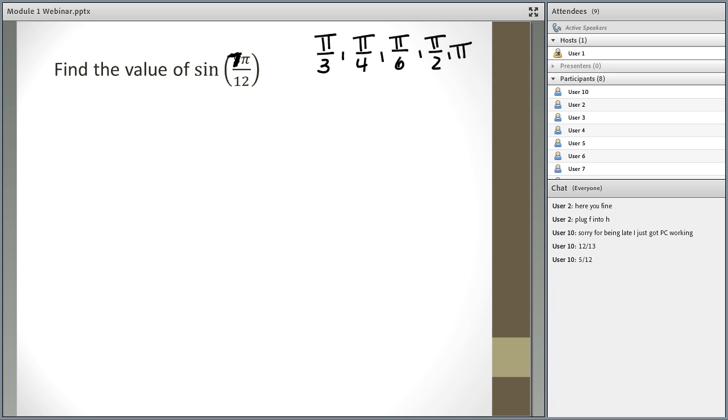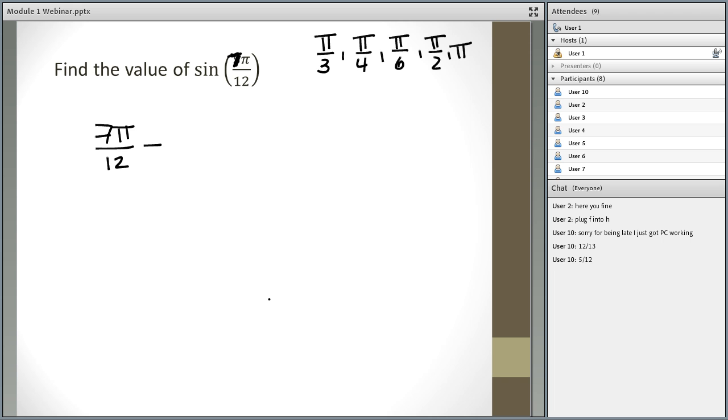But if I can write this in a way that uses one of these special values, I know the sine of pi over 3, for example, and I know the sine of pi over 4, or pi over 6, or pi over 2. So if I can try to write this differently, 7 pi over 12 is a value I don't know the special angle value for.